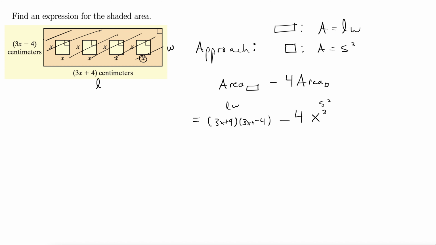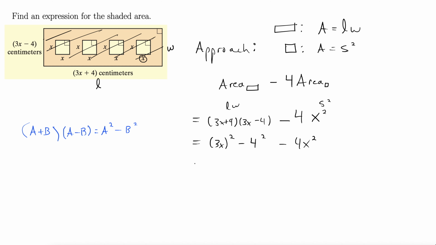Now we just need to multiply this together. Well, here we're going to use the sum and difference rule to multiply this length and width together. Remember that (a + b)(a - b) is simply a squared minus b squared. Okay, so let's do it. So we have (3x)² - 4² - 4x².